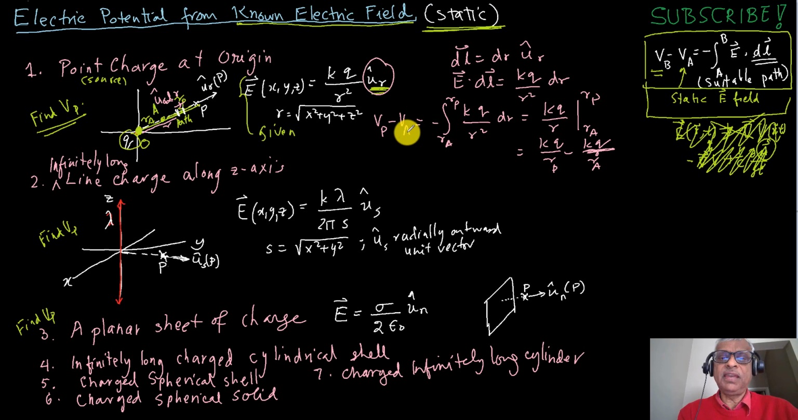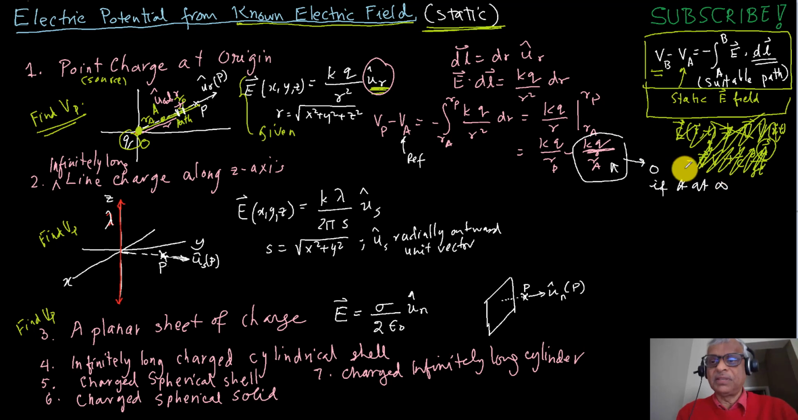Now you can see that A was a reference point, so this difference can't cancel out. A was the reference, and this will correspond to the reference part. If I want the reference part to go to 0, I have to pick A at infinity. So this will go to 0 if A is at infinity.